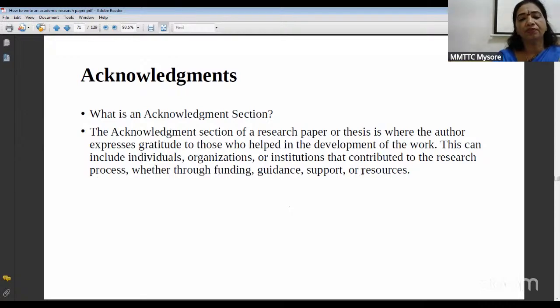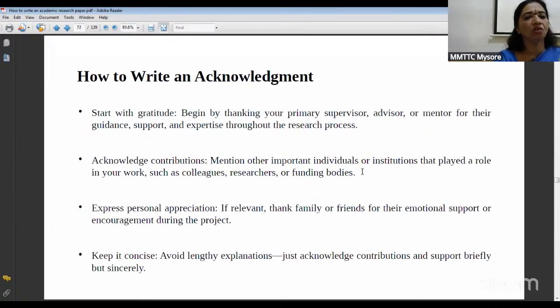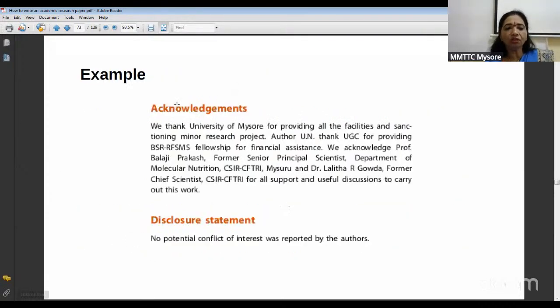Okay, so some freewares are there in the community or on the internet. You can use them and you can acknowledge them. How to write an acknowledgement? So you start with the gratitude. Begin by thanking your primary supervisor, advisor, or mentor, and then acknowledge contributions. Mention other important individuals who played a key or pivotal role in writing your paper, that is colleagues, researchers, or funding bodies. Express personal appreciation and keep it concise. So don't go for a very long acknowledgement.